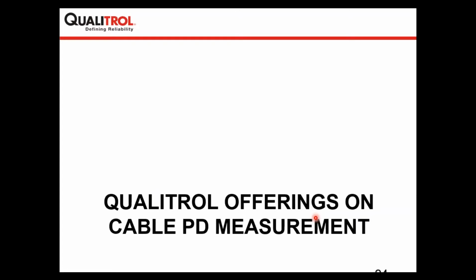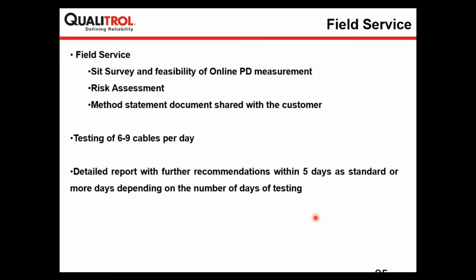So from the Qualitrol side, we can perform online partial discharge measurement, and we give the following services. First of them is the field service. In the field service, we can perform the site survey and the feasibility of online partial discharge measurement. If there is any risk involved, we can do the risk assessment, and we share the methodology of performing online partial discharge measurement. On average, 6 to 9 cables, 3-phase cables, can be tested per day. And then after the test, a report will follow up and we will give our recommendations and findings about the site survey.